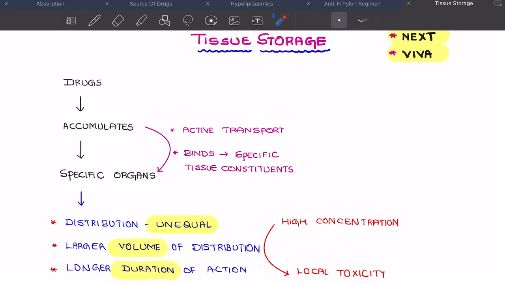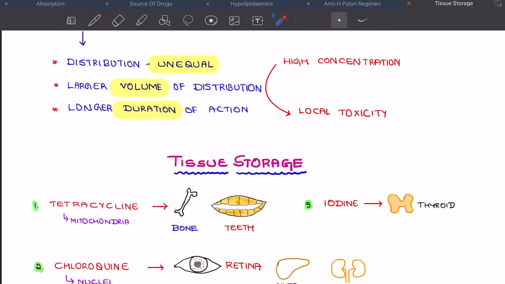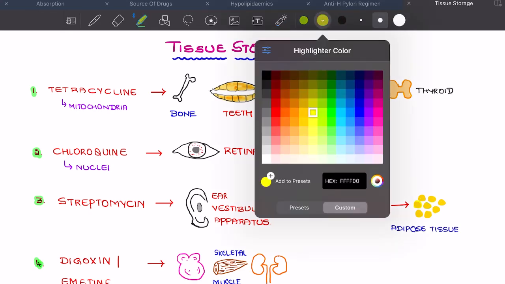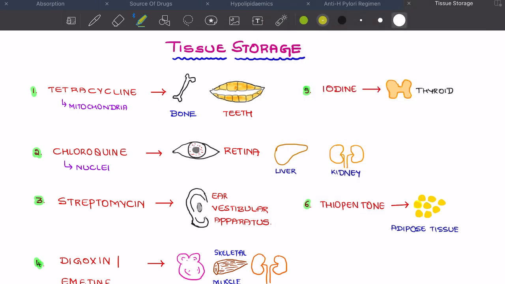So moving on to the examples of drugs which can get stored in particular tissues. Here you can remember six examples: tetracycline, chloroquine, streptomycin, digoxin or emetine, iodine, and thiopentone. So let us see where these drugs get accumulated.